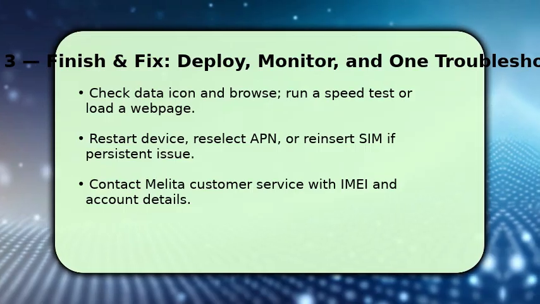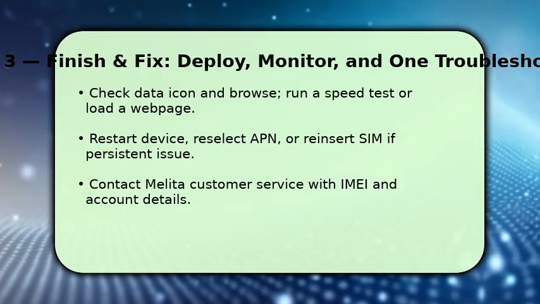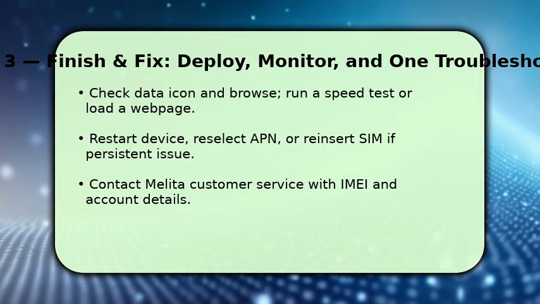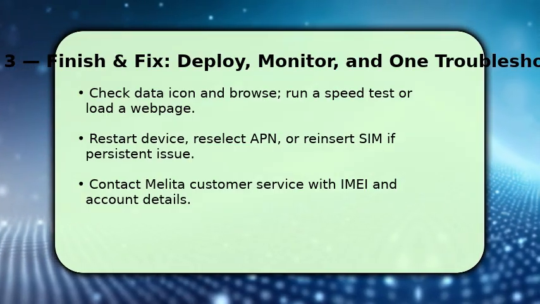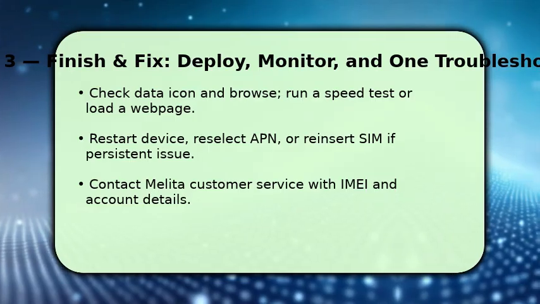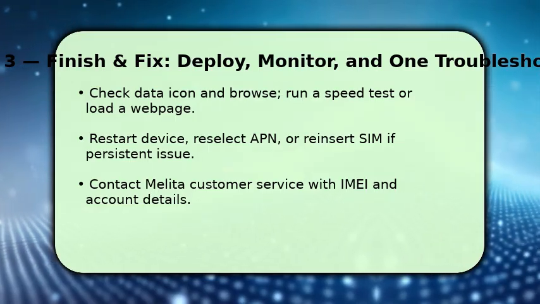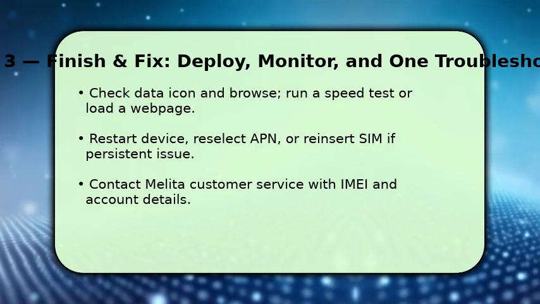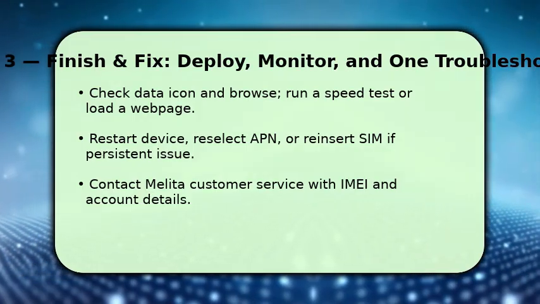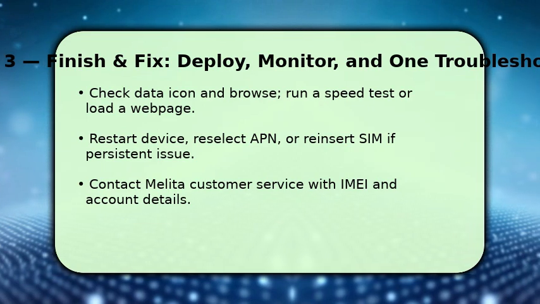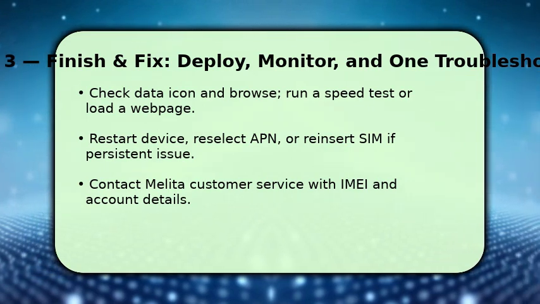If pages won't load, restart the phone and reselect the Melita APN, or remove and reset the SIM to refresh the connection. If problems persist, check for carrier updates and confirm your plan includes mobile data. As a troubleshooting tip, if nothing works, contact Melita support with your IMEI and account number. They can push provisioning or identify network-side blocks.